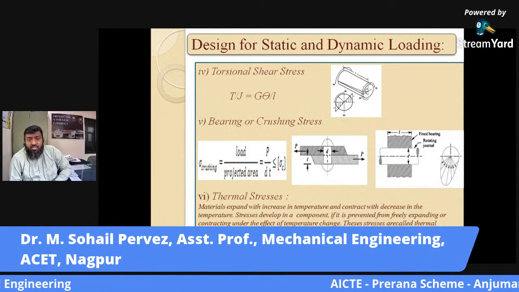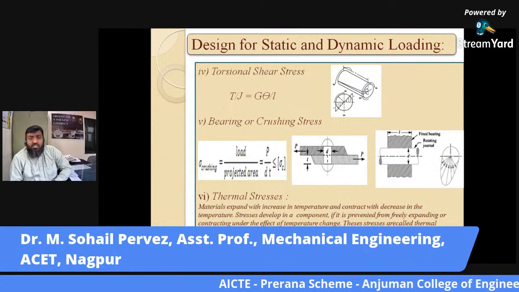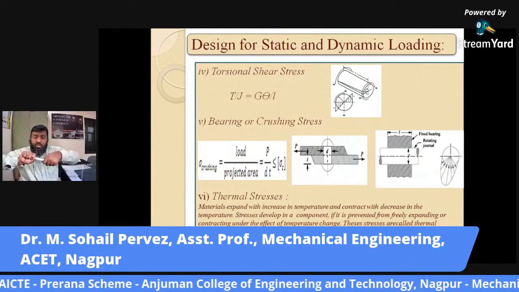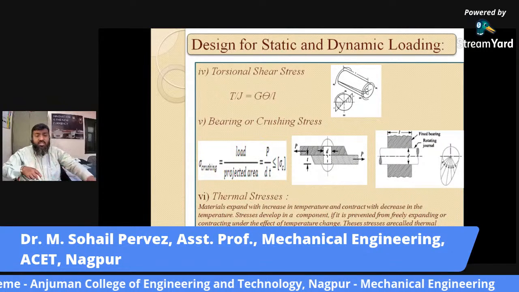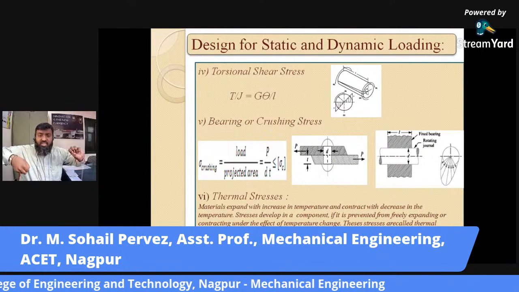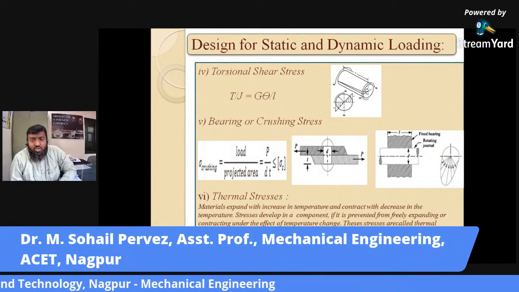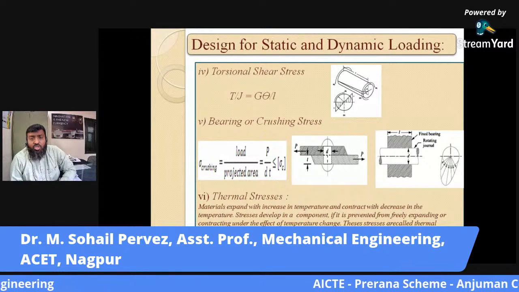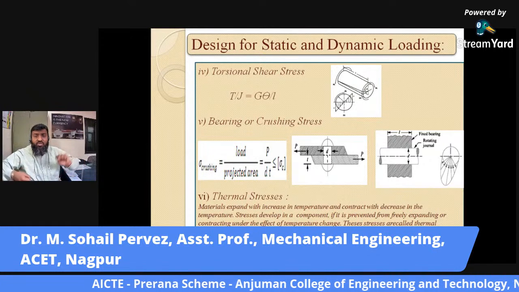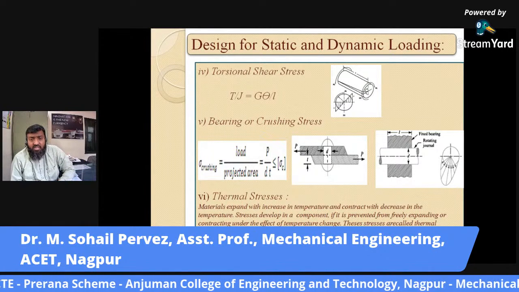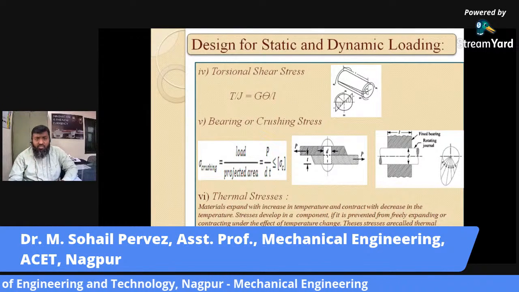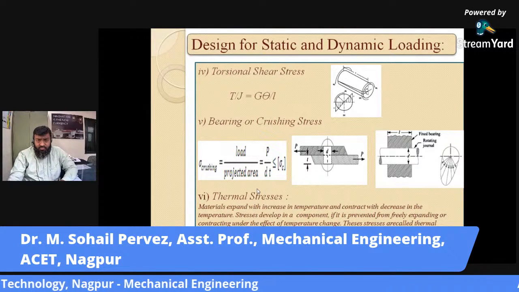Torsional shear stress. Torsion. When two equal and opposite couples, this type of twisting, are applied over the ends of a shaft, it would produce a torsional shear effect. It may fail in shear because two equal and opposite couples are being applied at the ends. So the torsional shear. The next one is bearing or crushing stress.